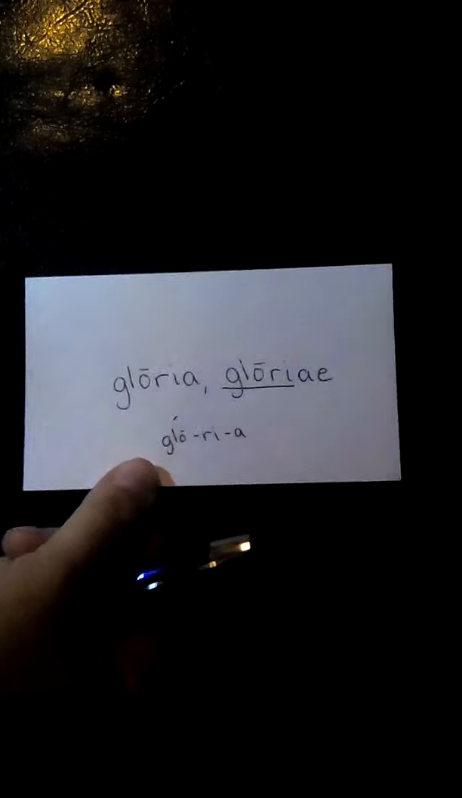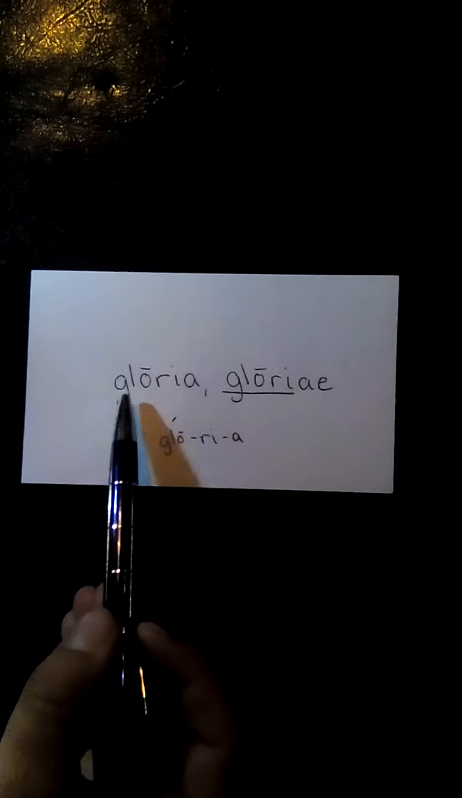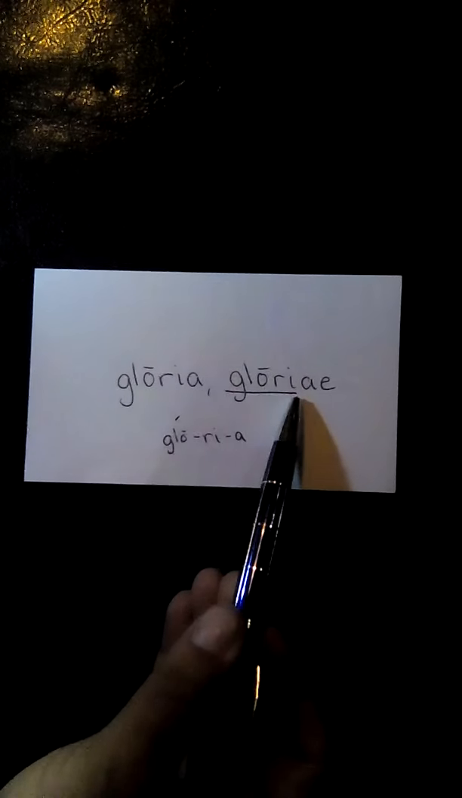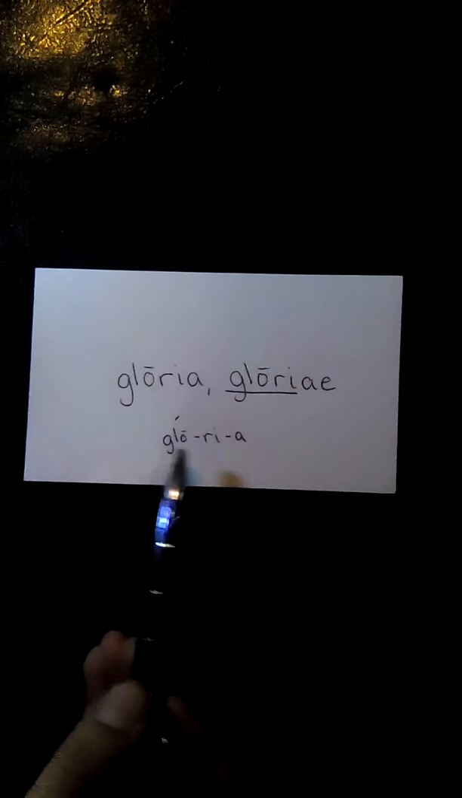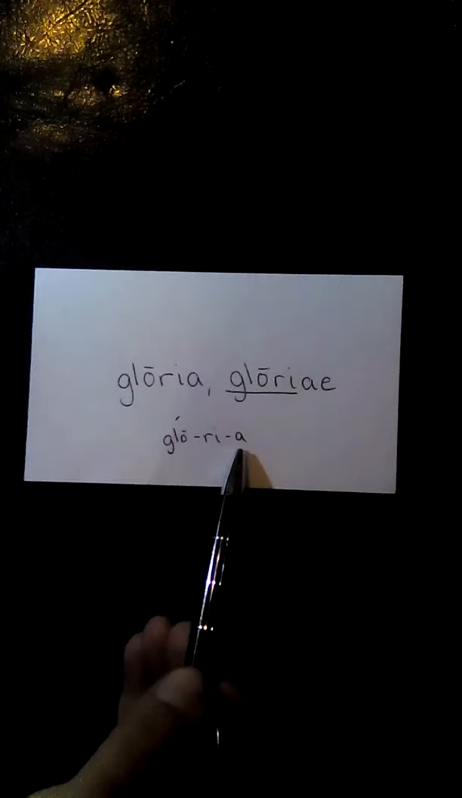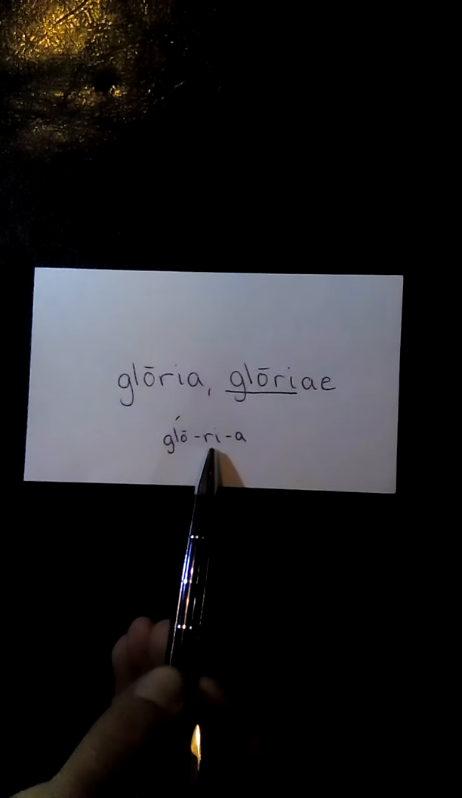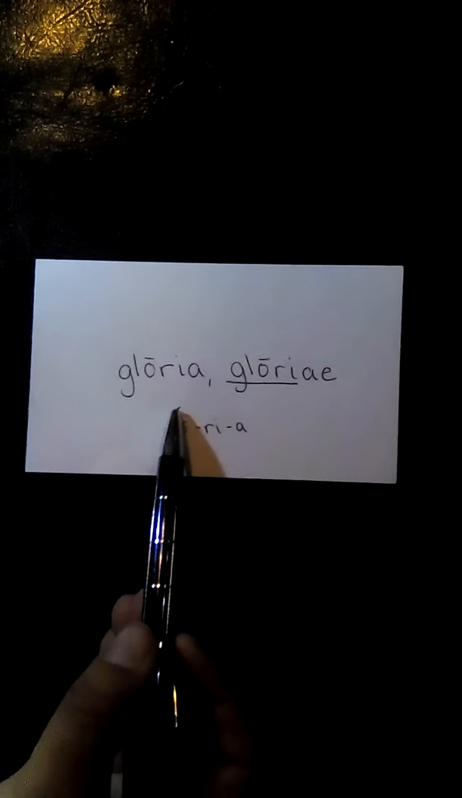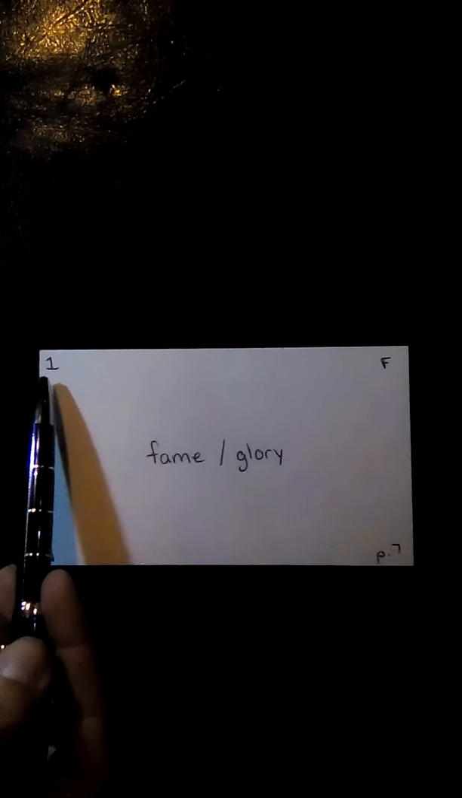Last word is gloria, gloriae. So nominative, genitive, singular, underlining the stem, breaking it into its syllables, three syllables. So I started at the end, went back one. It was not long, so I went back one more and put our accent here. Now we have gloria and gloriae. Flipping to the back, first declension word meaning fame or glory, feminine, noun, found on page 7.